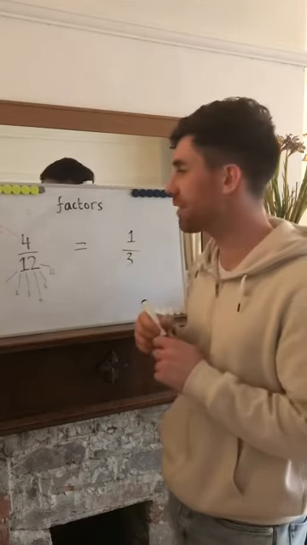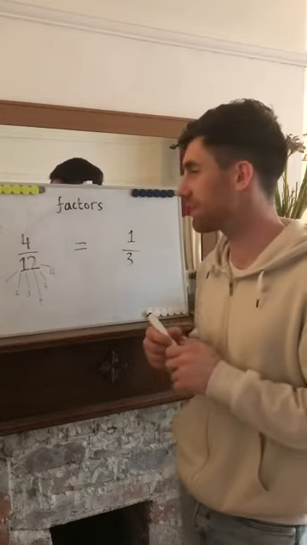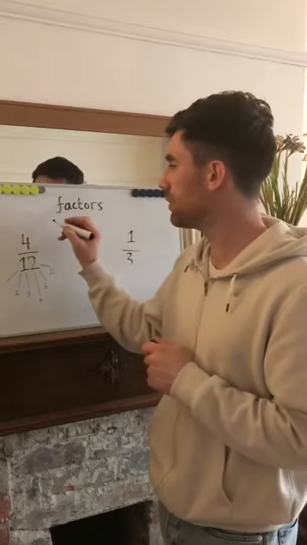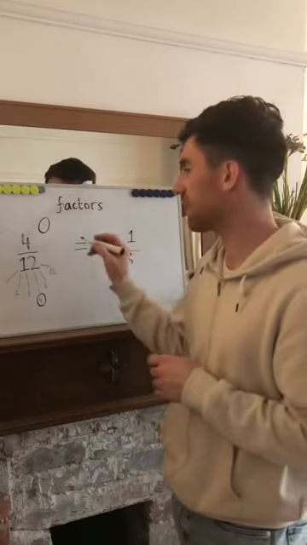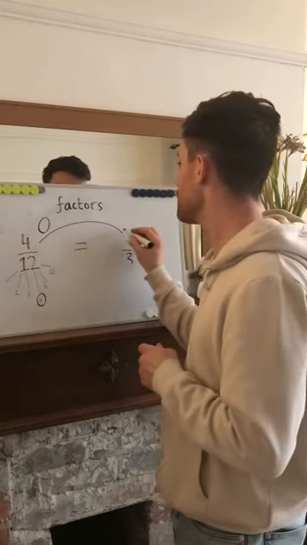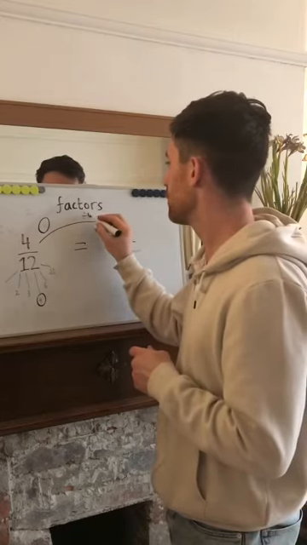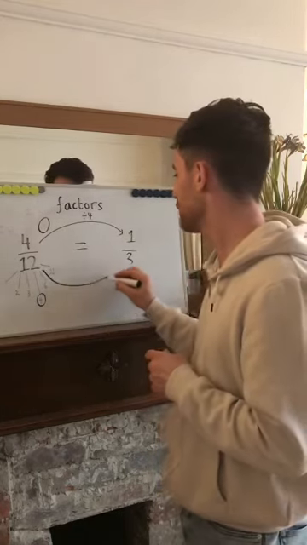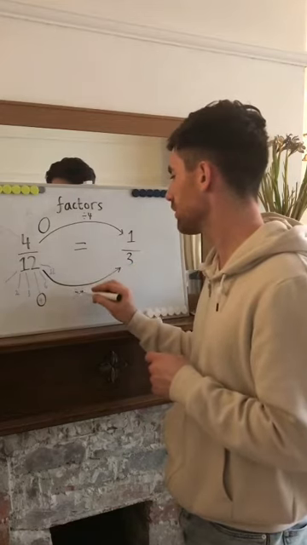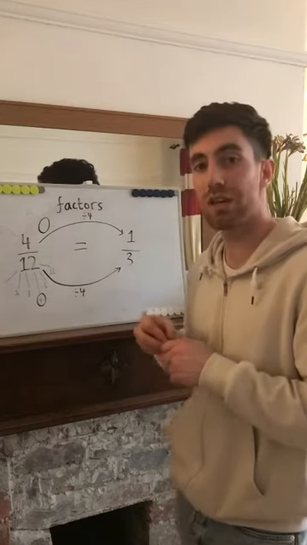Okay, so you've had time to think. You should be able to see that the common factor that we use is 4, and we can just check that. So to get from 4 to 1, we divide by 4. To get from 12 to 3, we also divide by 4.